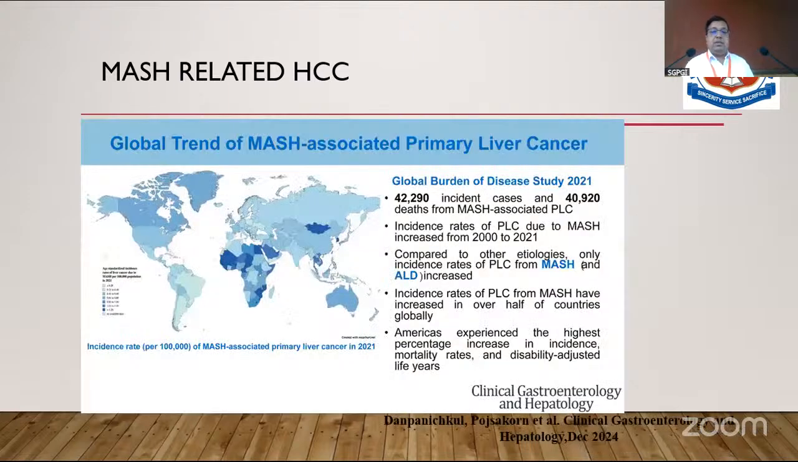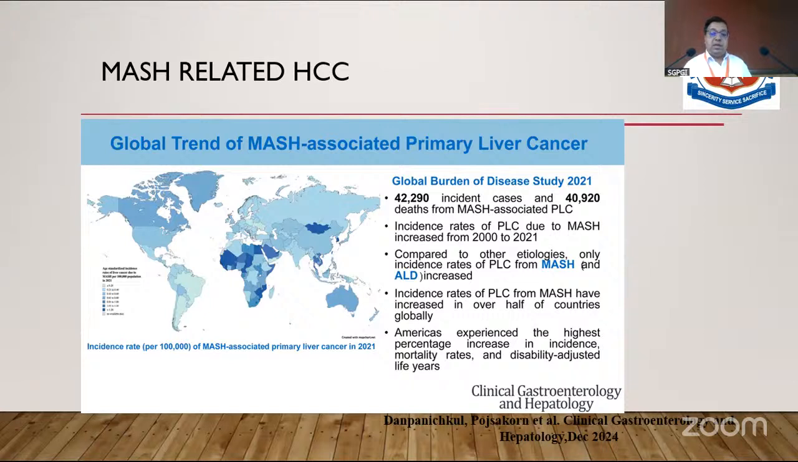The Global Burden of Disease Study 2021 shows 12,290 incident cases and 40,000 deaths from MASH-related hepatocellular carcinoma. The incidence rate of primary liver cancer due to MASH increased from 2000 to 2021. Compared to other etiologies, only the incidence of MASH and alcoholic liver disease, which cause HCC, increased during this period. Other causes are decreasing.